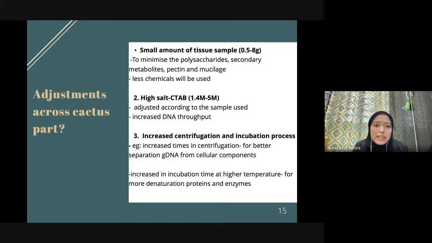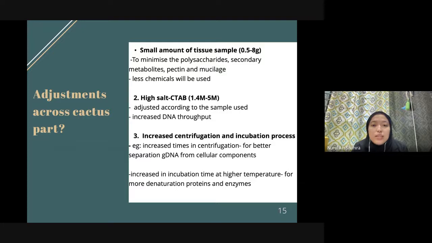So when using different cactus, minor adjustments should be made. The first one is a small amount of tissue sample used, in the range between 0.5 to 8 gram, in order to minimize the polysaccharide, secondary metabolite, pectin, and mucilage, so that less chemical will be used and a less toxic protocol will be provided. The next adjustment would be usage of high salt CTAB in the range of 1.4 molar to 5 molar, which will be adjusted according to the sample used in order to improve the DNA extraction process.